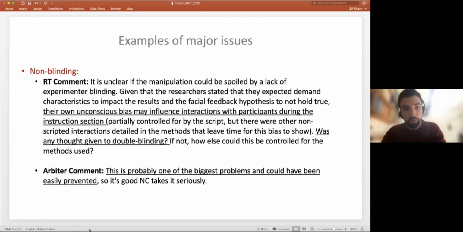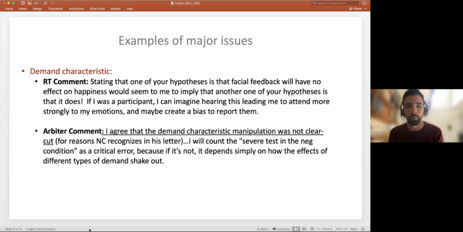So one of the major issues was non-blinding. That is, the researchers conducting the study were not blinded to the hypothesis and may have inadvertently influenced the participants' responses with their interactions because they knew that. And Nick admitted this was an issue. I think in psych, I'm not sure how frequently double blind is done and how much it is considered a gold standard that people need to do. But Ruben assessed that it was one of the biggest problems that could have been easily prevented, basically.